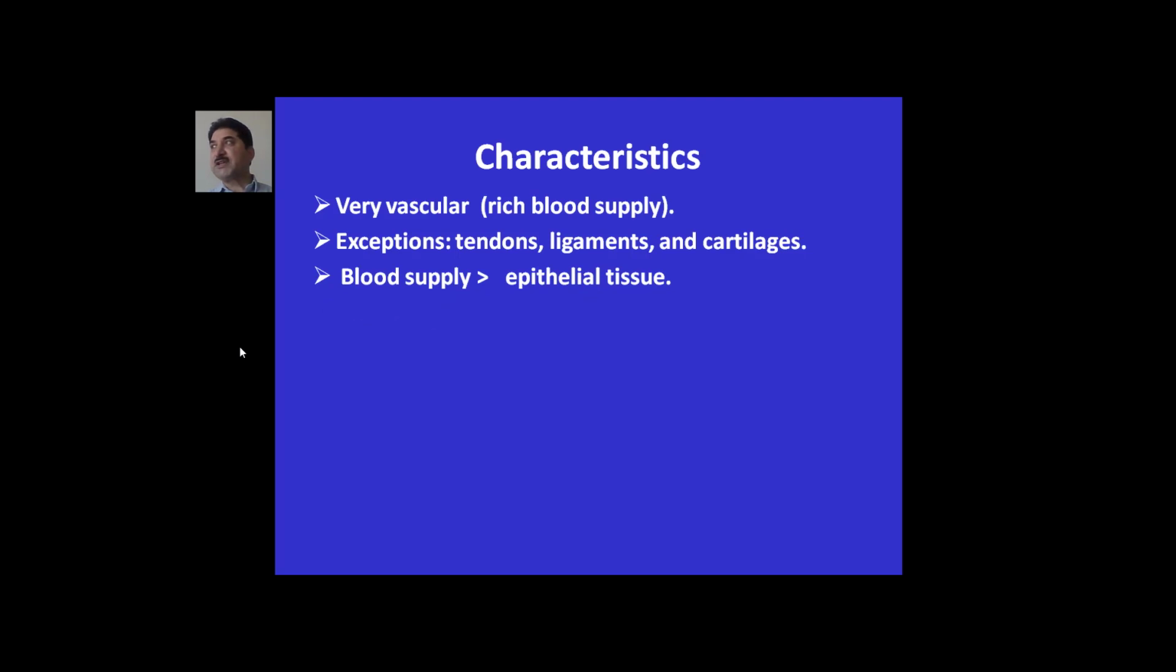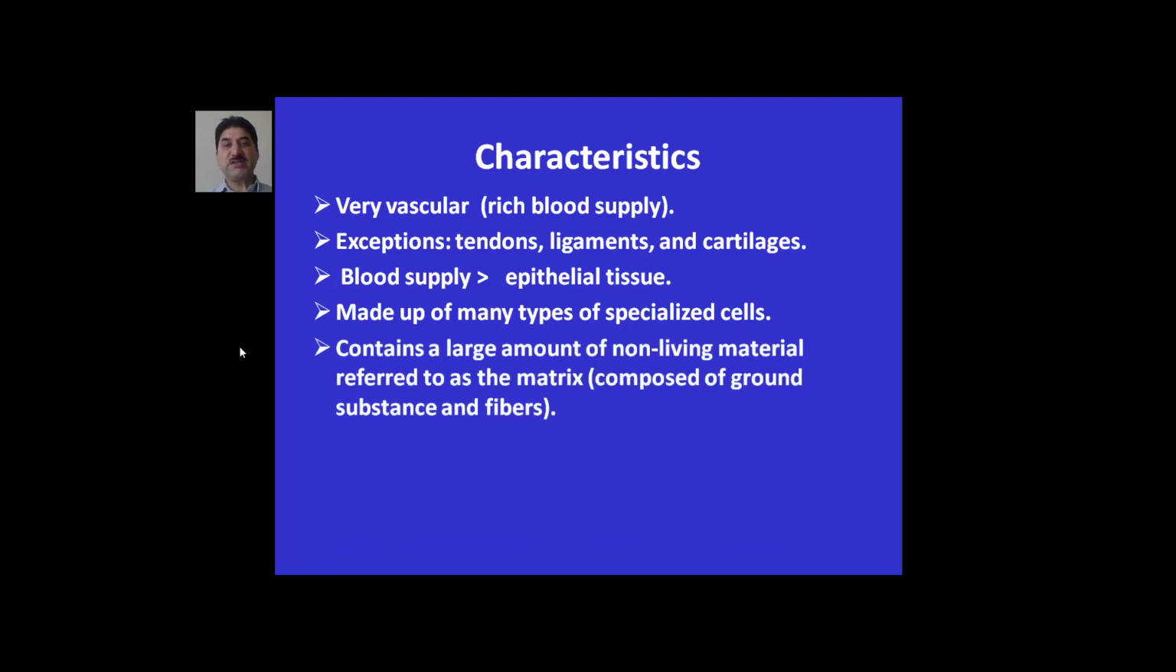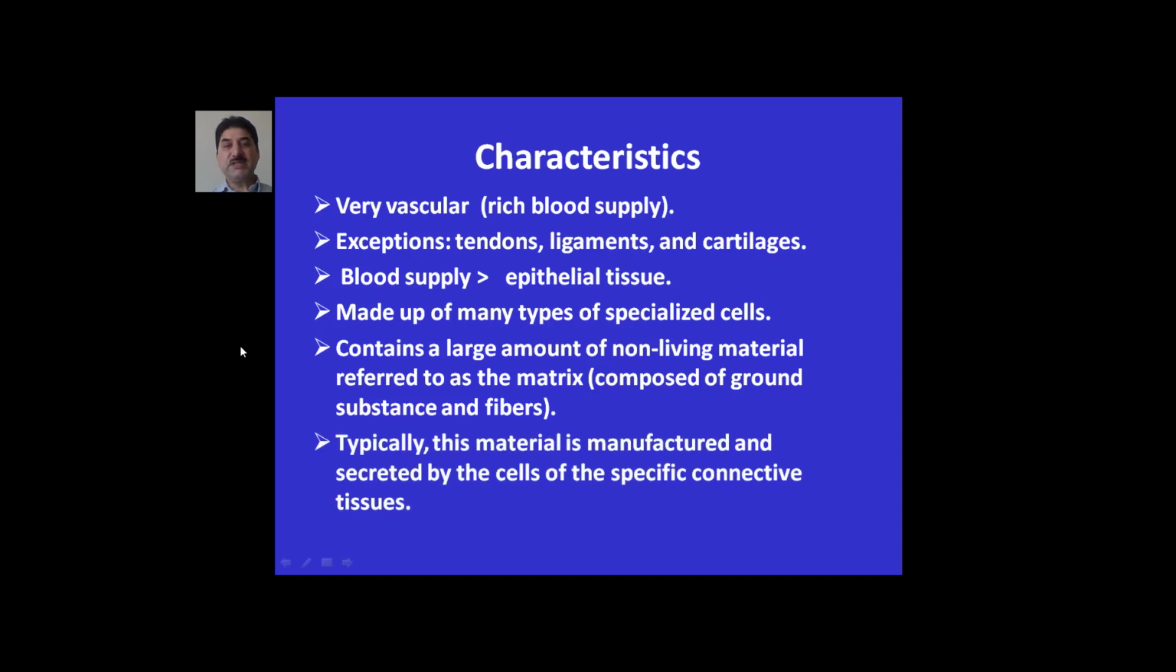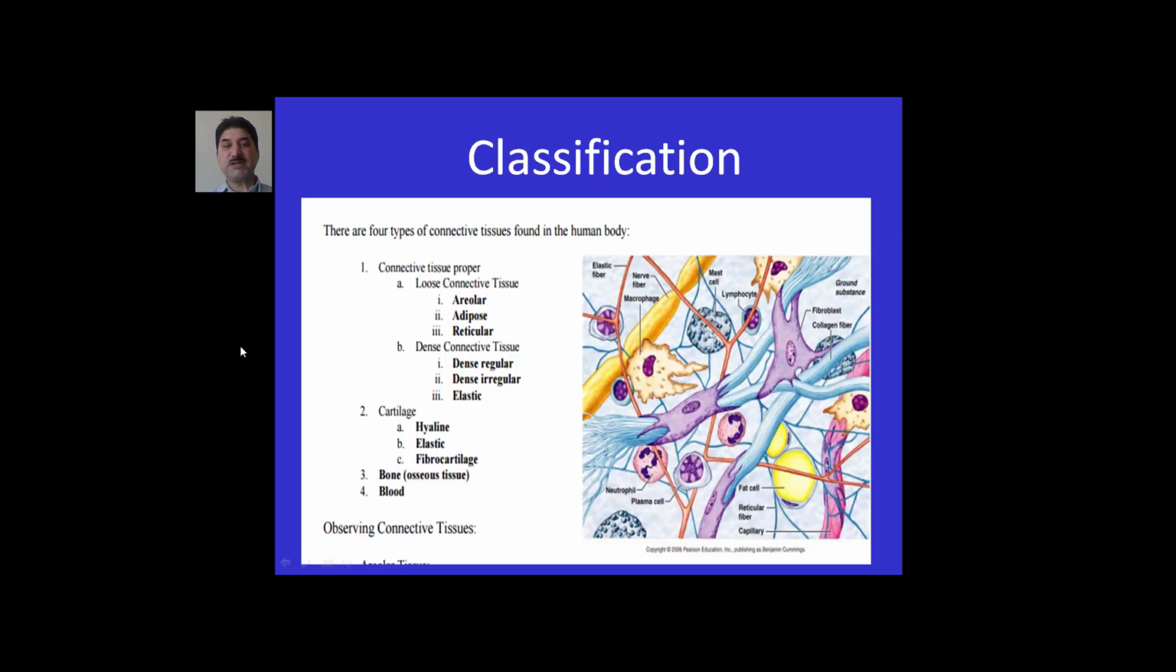The blood supply of the connective tissue is greater than that of the epithelial tissue. It is made of many types of specialized cells. It contains a large amount of non-living material referred to as the matrix, which is composed of ground substance and fibers. Typically, this material is manufactured and secreted by cells of the specific connective tissue.